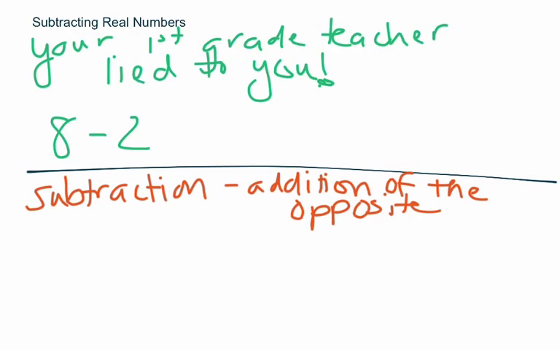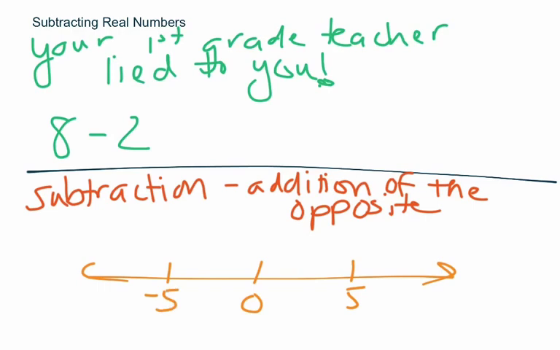Now, just so we have all the vocabulary in context, remember that opposites are numbers that are the same distance away from 0, but on opposite sides of the 0. So -5 and 5 are opposites.